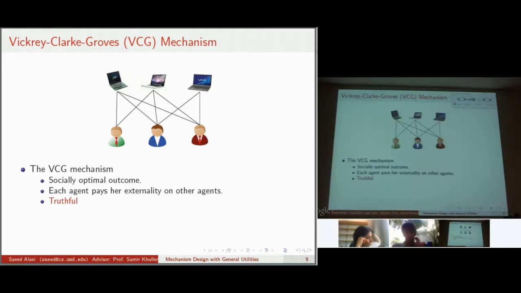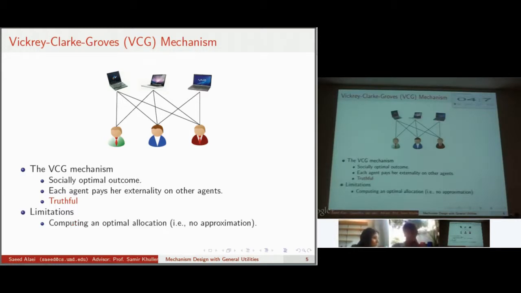So here is a popular mechanism called the Vickrey-Clarke-Groves mechanism. It computes the socially optimal outcome. Basically, if you have any algorithm that can compute a socially optimal outcome, you can convert it to a truthful mechanism by setting up a payment scheme, where VCG tells you how to set up the payment scheme. Basically, the payment of each agent is his or her externality on the other agents. Basically, how much he reduces the utility of the other agents by entering the system. And it's truthful. Basically, every agent reports their type truthfully in this mechanism.